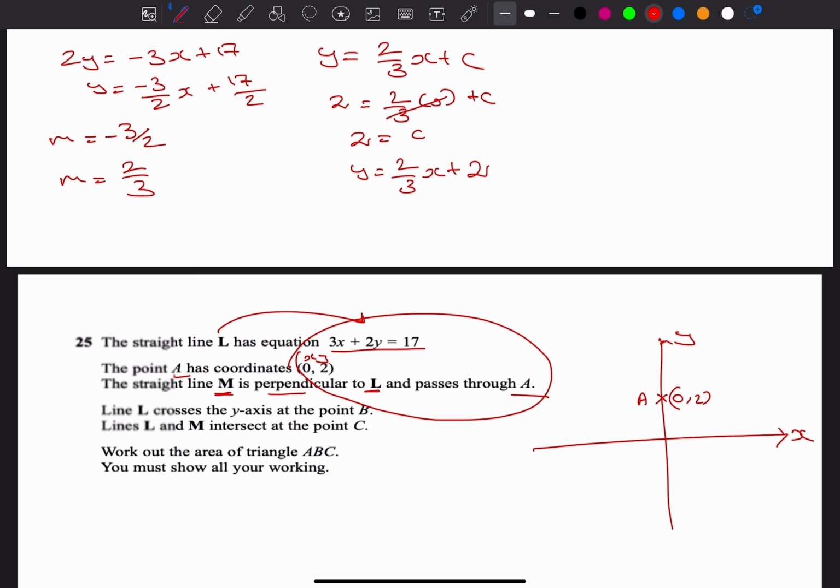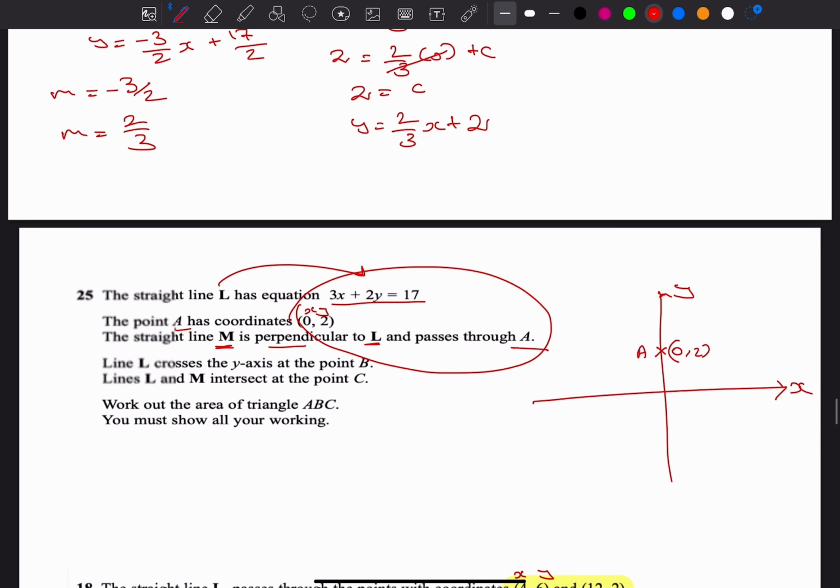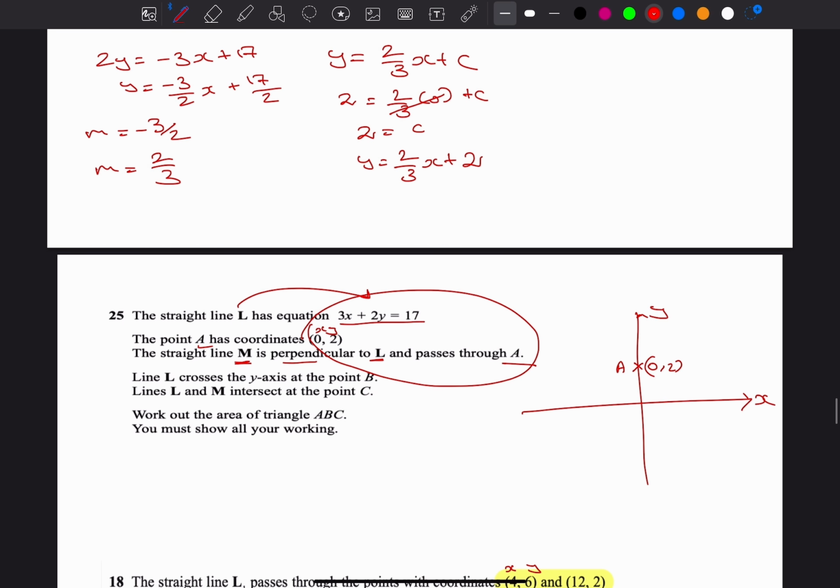L crosses the y-axis at point B. So where does L cross the y-axis? What is the equation of L? L's equation is 3x plus 2y equals 17. You're looking for point B, where it crosses the y-axis. When something crosses the y-axis, x value is 0. Put x is 0, so 3 times 0 is 0, 2y is 17. Y is 17 divided by 2, what's that? 8.5. So technically 0, 8.5. It's a long way up here, 0, 8.5.